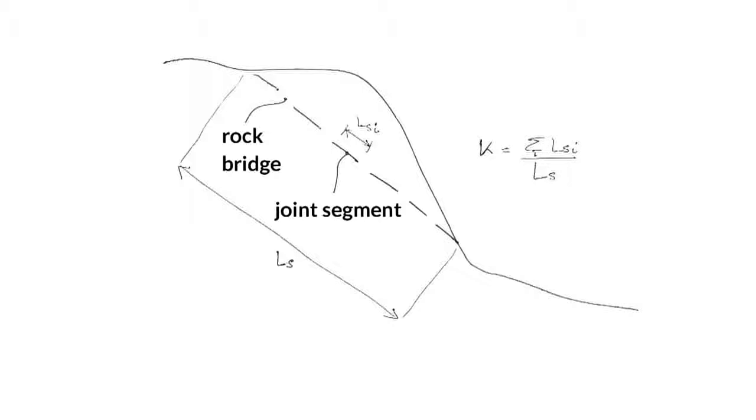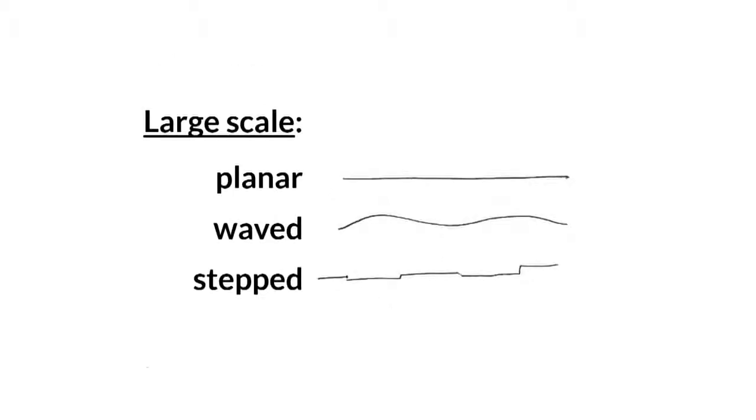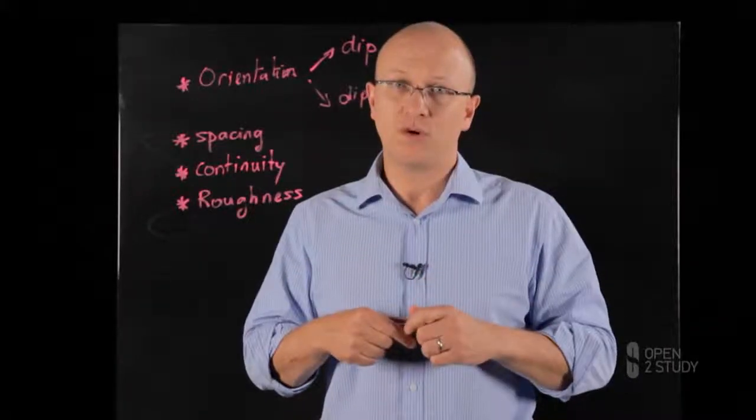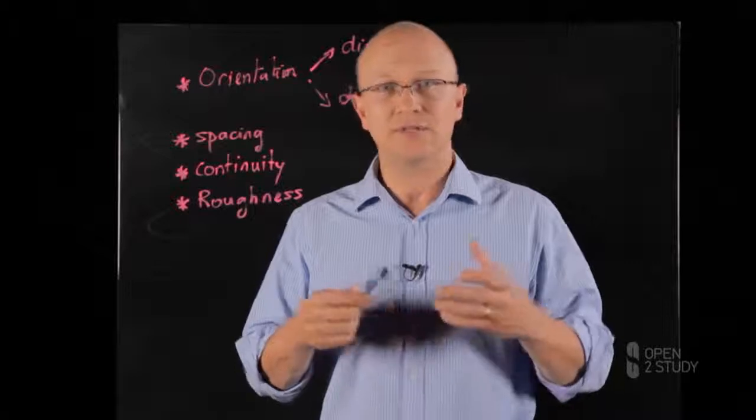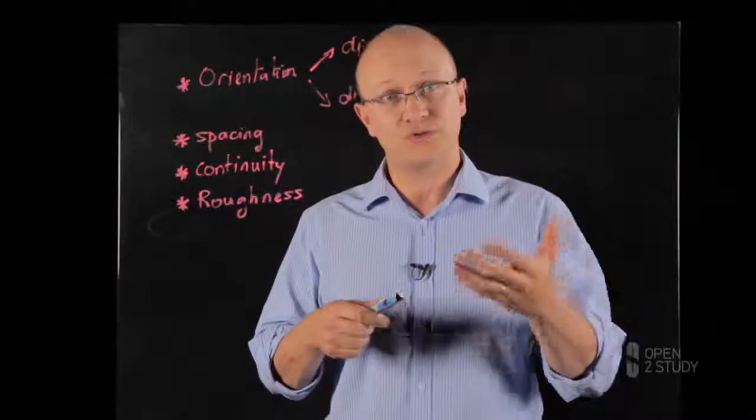The continuity is expressed as the ratio between the cumulative length of joint segments over the total length of the discontinuity. The fourth parameter is roughness. We have seen in a previous topic that roughness plays a key role in the shear strength of discontinuities. Here, roughness first has to be assessed at a large scale. The discontinuities have to be classified as planar, waved, or stepped. Then extra information is required at a small scale, and the discontinuities could be rough, smooth, or slickensided, which means polished.